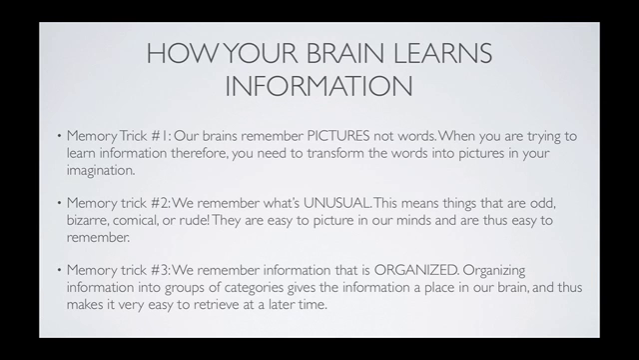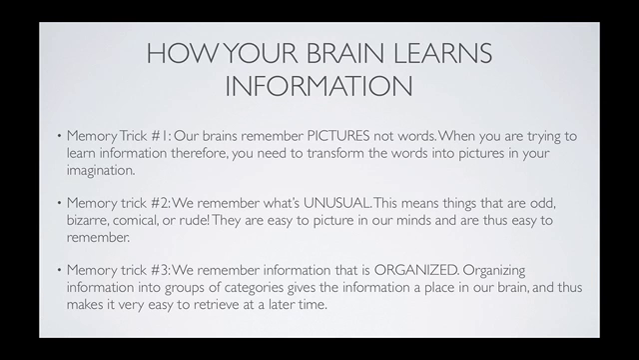So when we're trying to learn information, we need to transform the words into pictures in our imagination. And what this means is that as we are learning text or learning speech, our brain automatically makes vivid images from those, because that's what speech and text is. It's a way to describe images. So if we want to learn material, we need to learn it in images and by making those images a certain way.